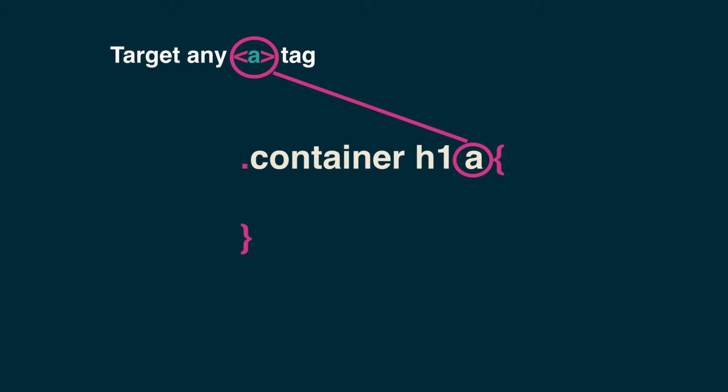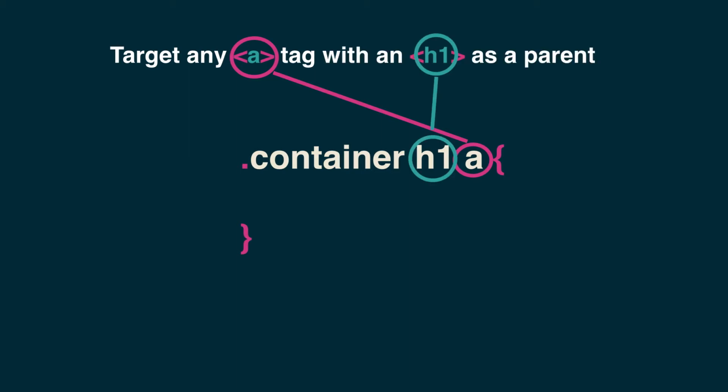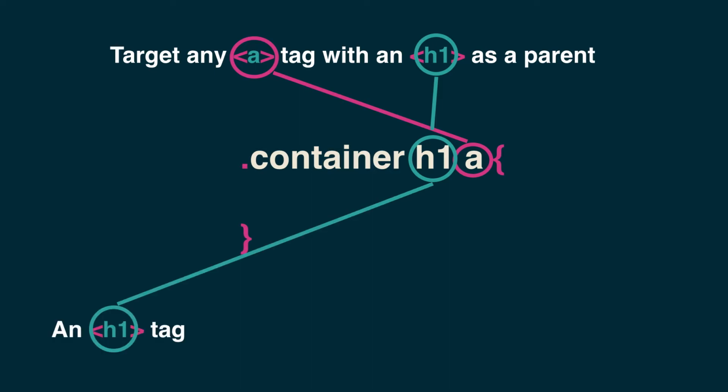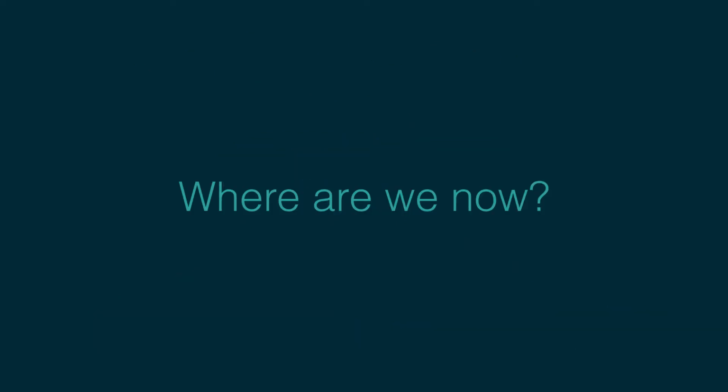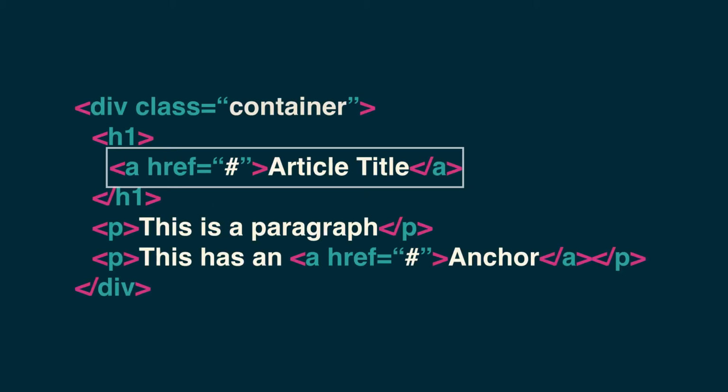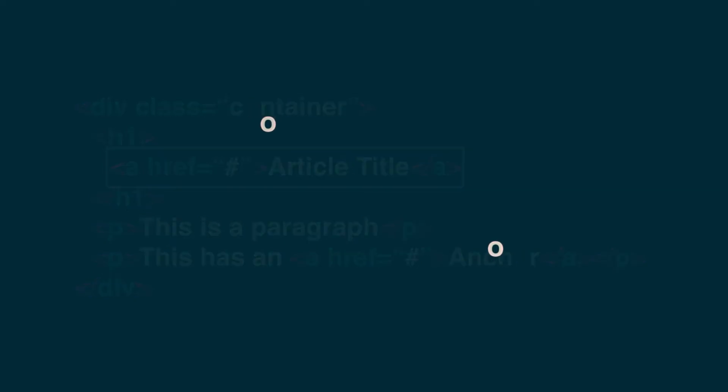All right. So this statement in English is target any anchor tag with an H1 as a parent, and that H1 should also have a parent that has the class container. So where are we now? So we're there. Boom.